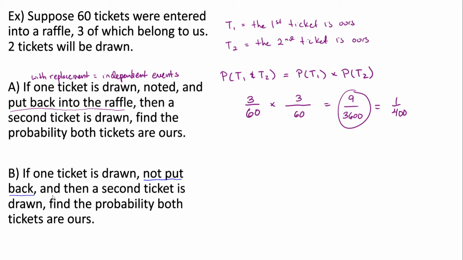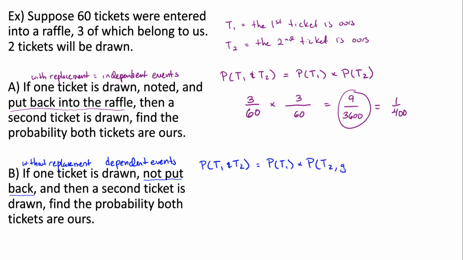So because we've taken a ticket out and we're not putting it back in, this is a without replacement problem, or an example of dependent events. So again, here we're looking for the probability that the first ticket is ours and the second ticket is ours. So this is the probability that the first ticket is ours multiplied by the probability that the second ticket is ours, given we already got one of our own tickets the first time.